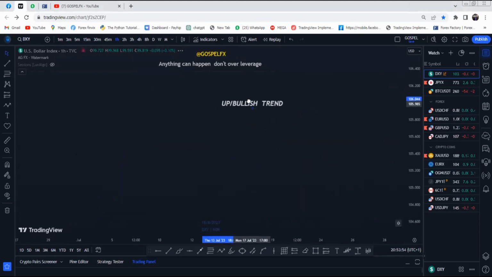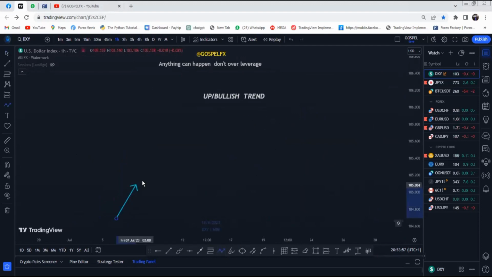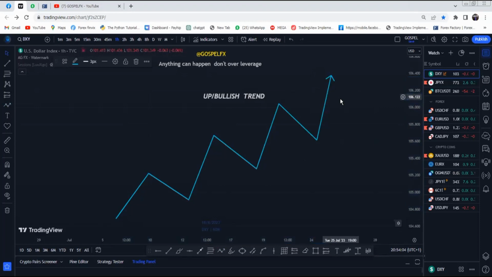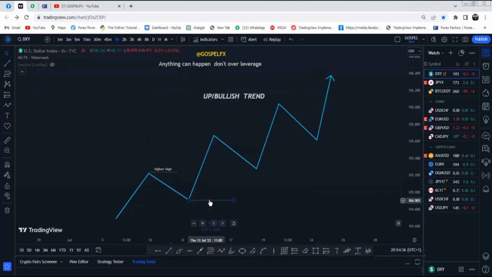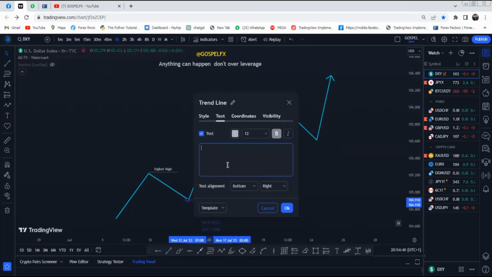What are the characteristics of this uptrend? Let me draw the structure. This is what we have here. Then we have this. We have this. So this in an uptrend is called a higher high. That's called a higher high. And then this in an uptrend is called a higher low. A higher low.